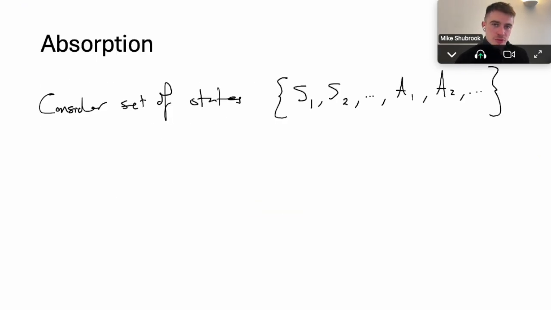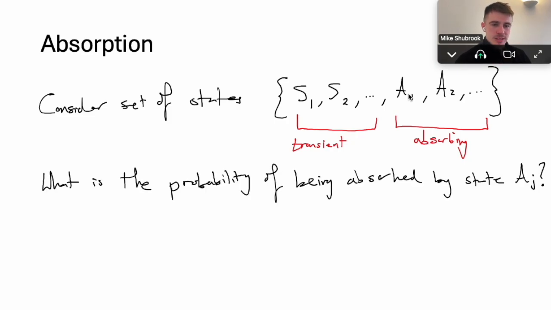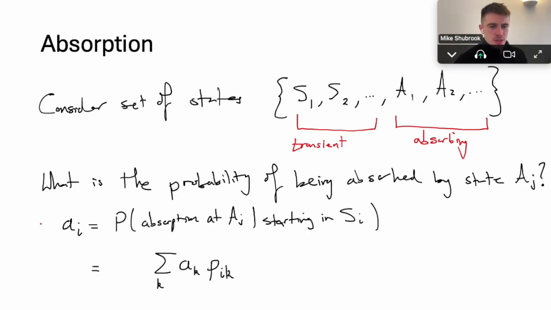So with that in mind, let's consider a Markov chain which has multiple absorbing states, which we label A, and then other transient states, which we call S. So here we can see the transient and the absorbing states. Now let's ask the question, what's the probability of being absorbed by a specific one of these absorbing states, given that we start in some specific transient state? And to calculate that, we want to calculate the probability of being absorbed in state A_J, given that we start in state S_I.